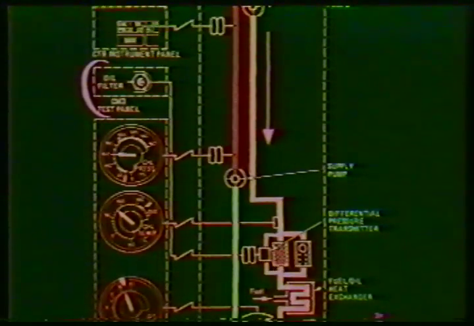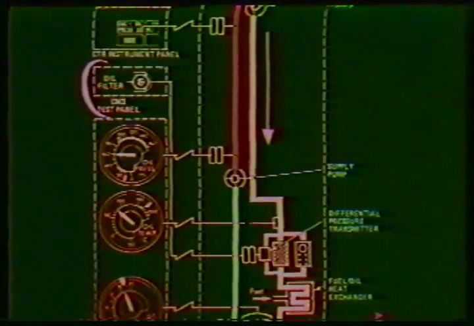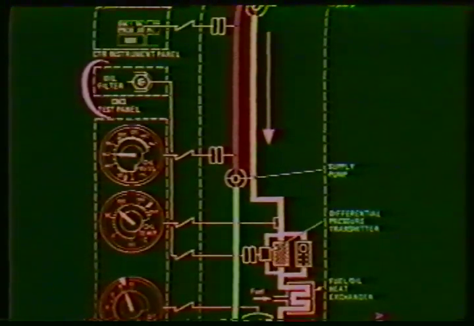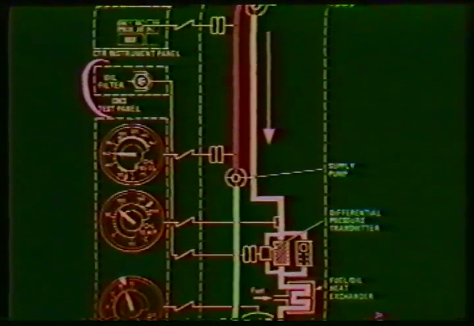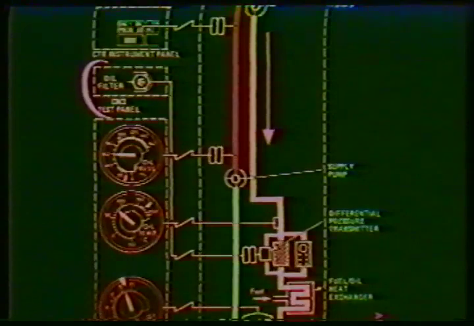Oil pressure is sensed prior to reaching the bearings and shafts. Minimum oil pressure is 10 psi at engine idle. Normal oil pressure is between 30 to 90 pounds.